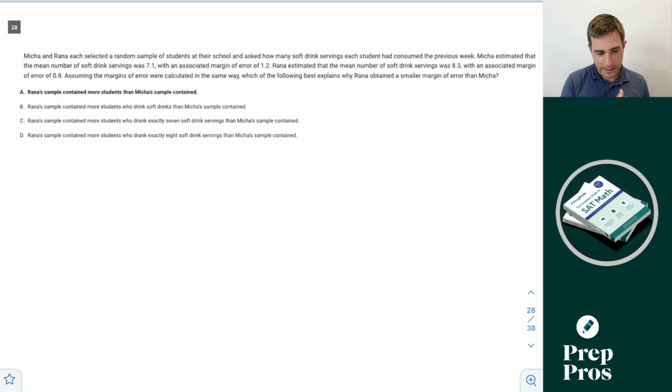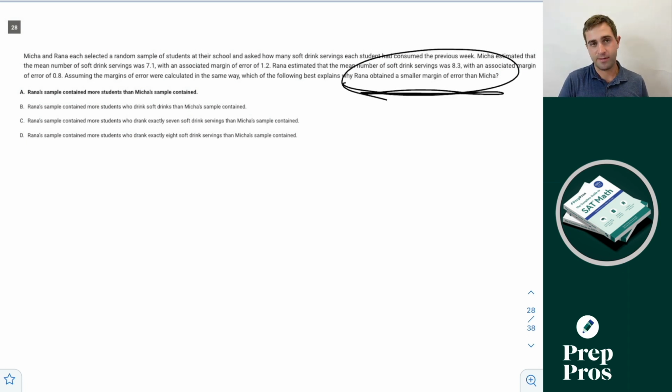Micha and Rana each selected a random sample of students at their school and asked how many soft drink servings each student had consumed the previous week. Micha estimated that the mean number of soft drink servings was 7.1 with an associated margin of error of 1.2. Rana estimated that the mean number of soft drinks was 8.3 with an associated margin of error of 0.8. Assuming the margins of error were calculated the same way, which of the following best explains why Rana obtained a smaller margin of error than Micha?